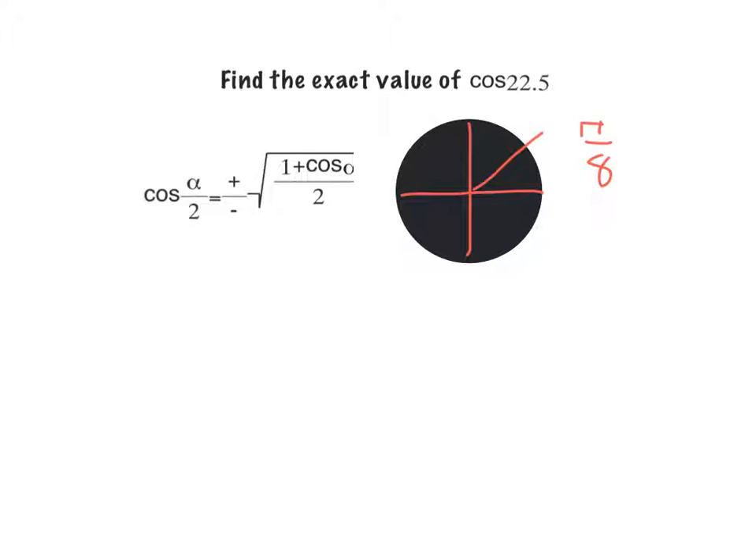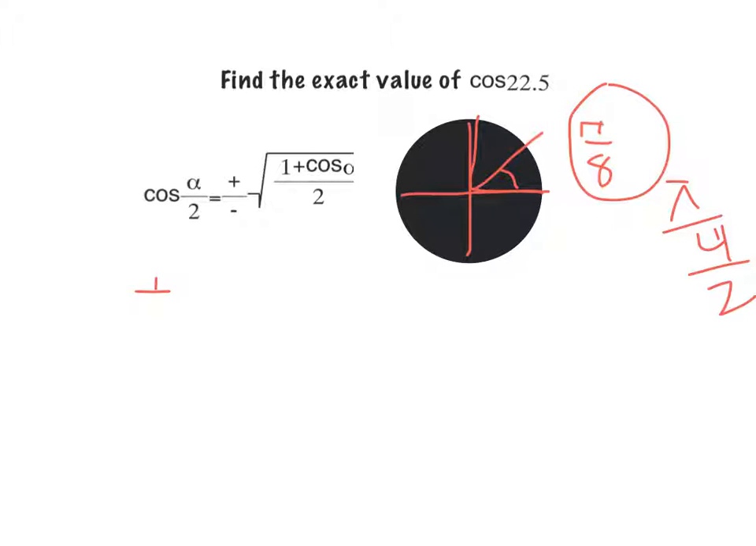So here we have a problem. We have cos 22.5 degrees, or pi over 8 in radians. So we say this is a 90 degree angle and this is pi over 4, and it is clear that we can write pi over 8 as pi over 4 divided by 2. So we can now use our half-angle formula.